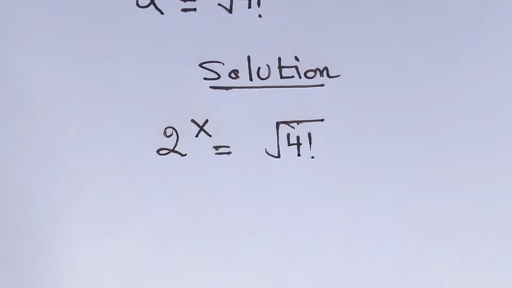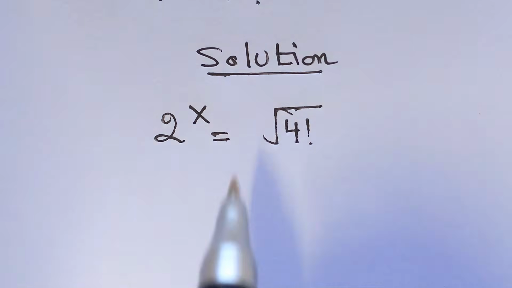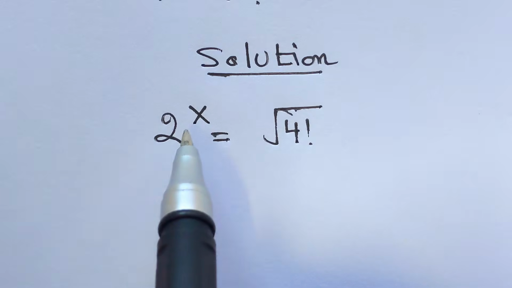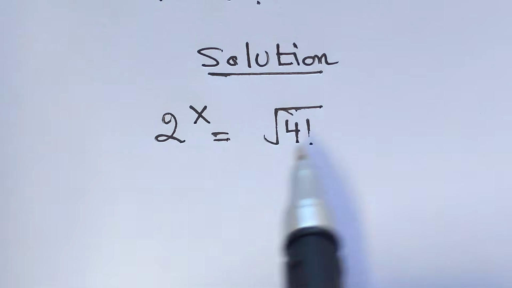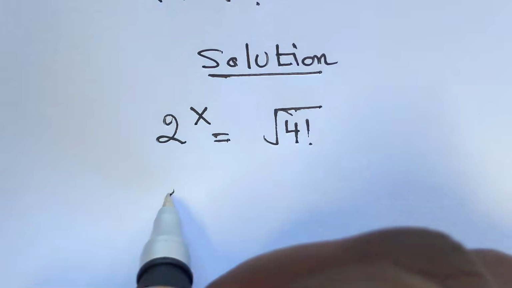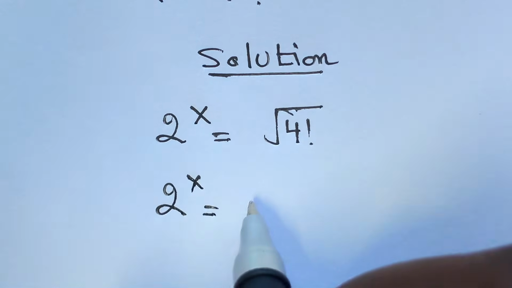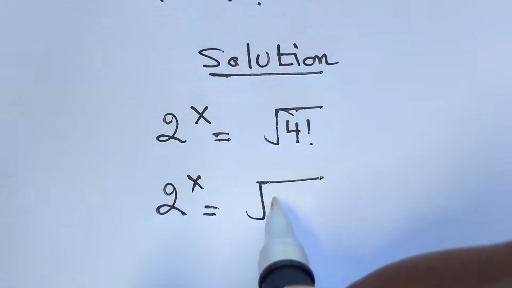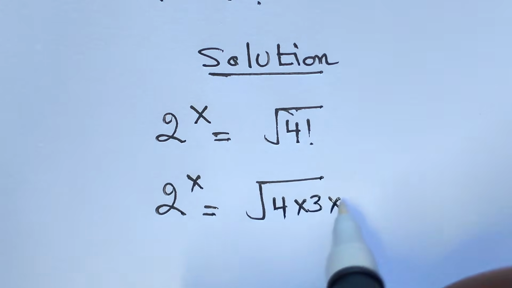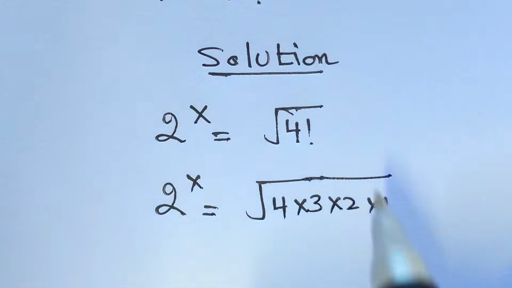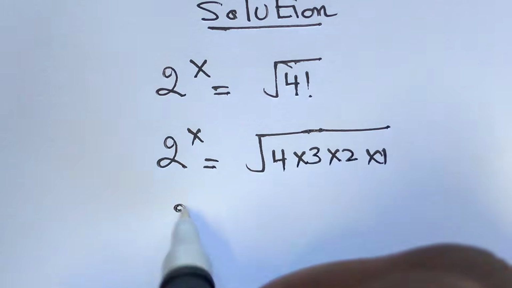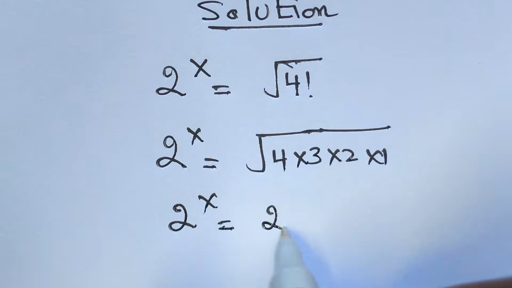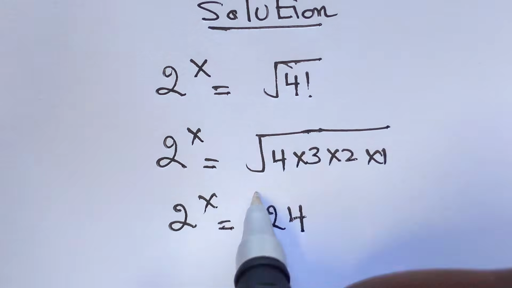Right, then we shall say 2 power x is equal to the square root of 4 factorial, which is equal to 4 times 3 times 2 times 1. So 2 power x is equal to the square root of 24.